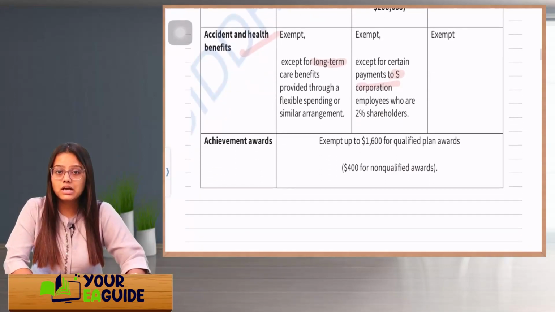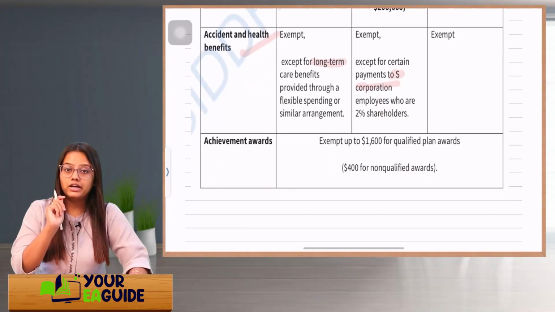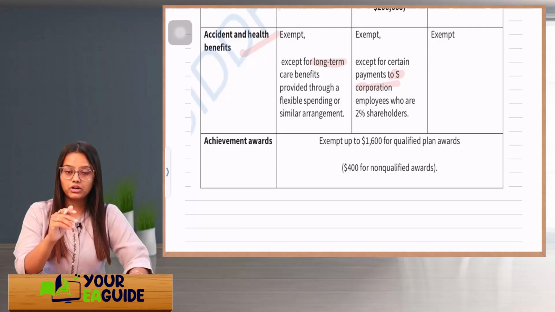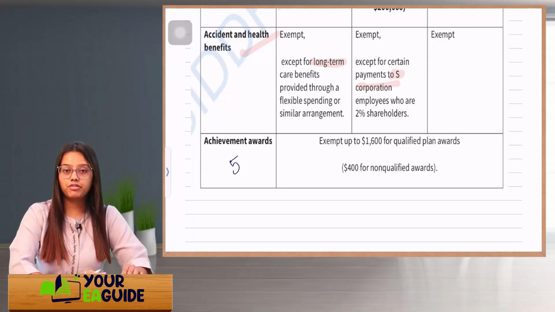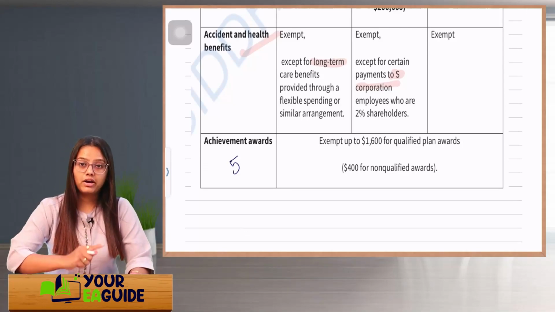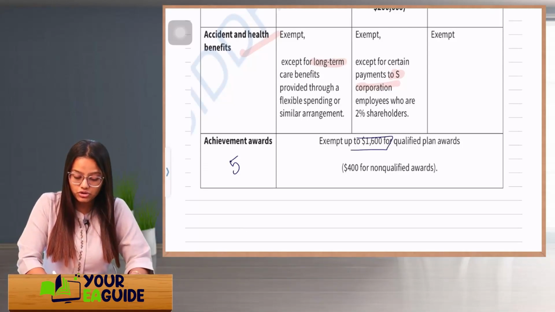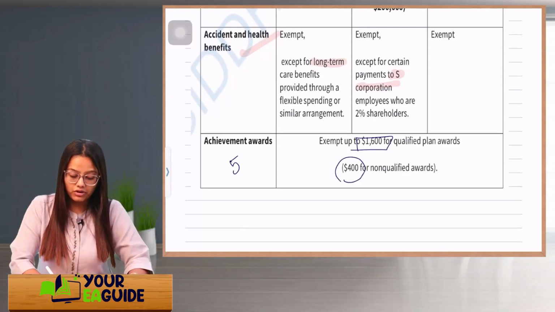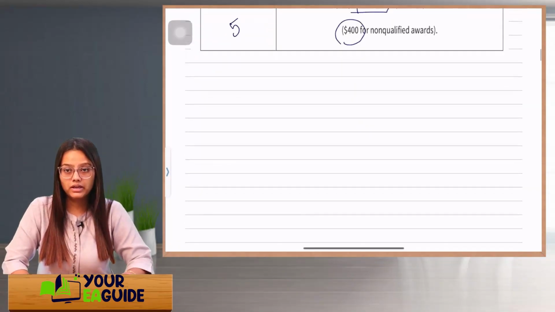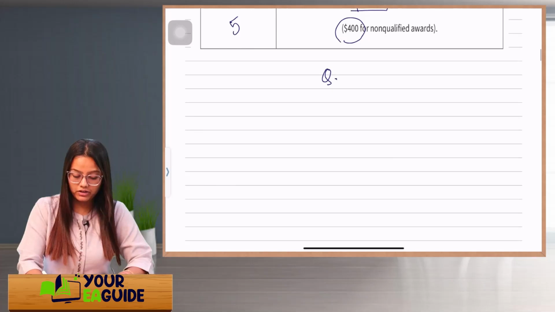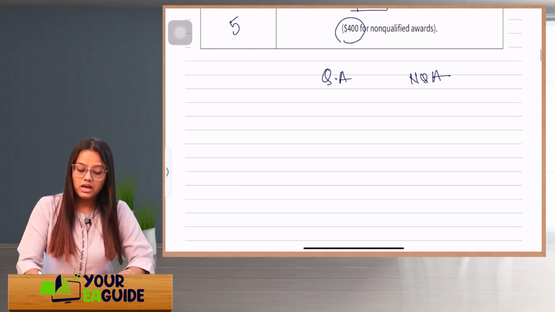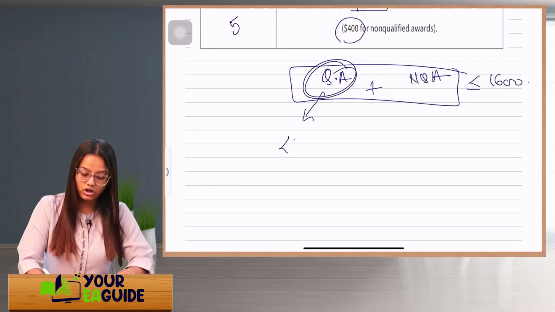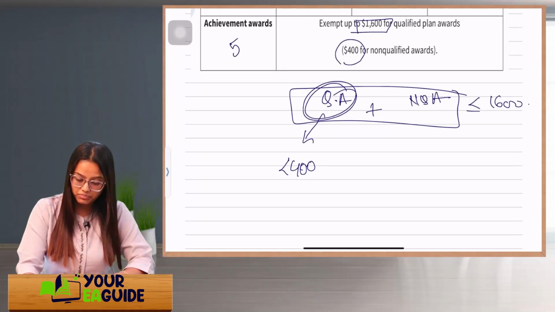Next one is achievement award. There are certain limits you have to remember. An achievement award is something which will be paid once in 5 years, right? For qualified plus non-qualified awards, up to 1600 will be exempt. Only for non-qualified award, 400 will be exempt. Clear, guys? So you have to check how much qualified award you receive and how much non-qualified award you receive, and the total of this should not be more than 1600, and for the non-qualified award alone it should not be more than 400.